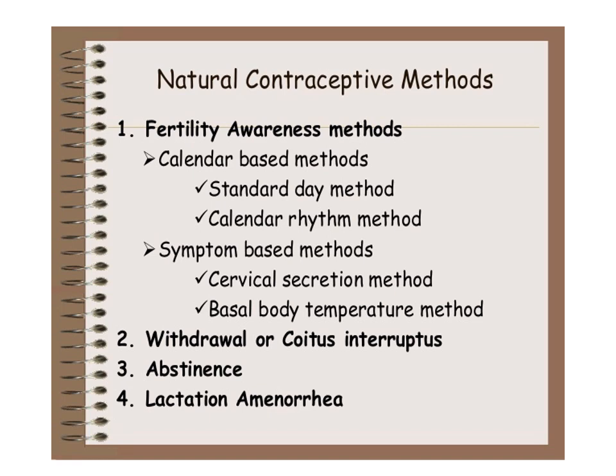Now coming to the natural contraceptive methods. What are calendar based methods or symptom based methods? Either we know the day of ovulation, that is 14 days before the next menstrual cycle, or we can go on symptom based, that is, depend on the cervical secretion or basal body temperature.